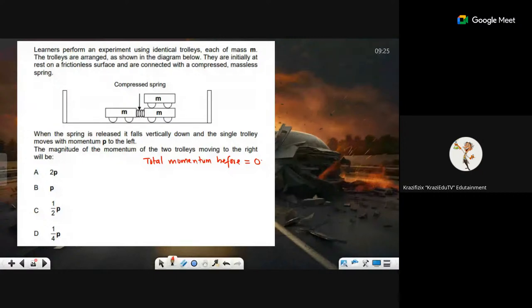They are at rest on a frictionless surface. This is emphasizing an isolated system, and they are connected with a compressed massless spring. The reason for a massless spring is we don't want to add mass to this system. When the spring is released, it falls vertically down and the single trolley moves with a momentum of P to the left. Here you really do not need a calculation. The examiner is just trying to play along with you.